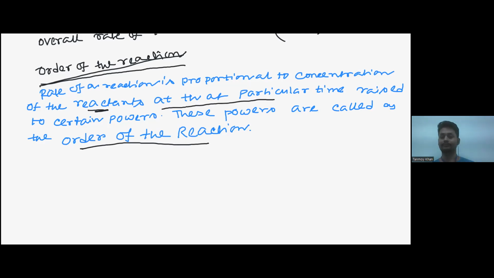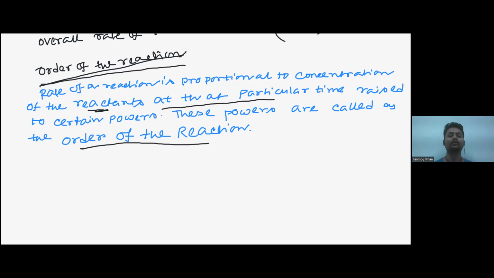raised to certain powers. So rate can be written as certain powers of the reactant concentration at the particular point of time. Those certain powers are purely experimental parameters. You cannot predict what will be the order of the reaction. This is purely an experimental parameter, and those certain powers are called order of the reaction.